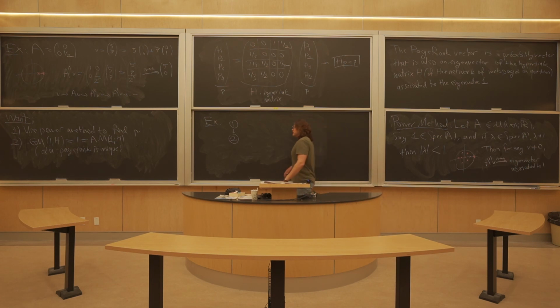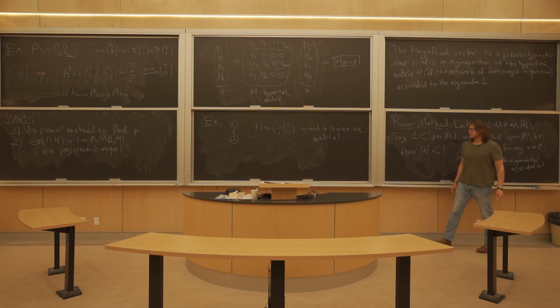But you see now, when I look at the hyperlink matrix, it's a 2 by 2 after all. So 1 goes to 2 with 100% probability, and everything else is 0. You see now, this is not a stochastic matrix. This column is a probability vector, but this is not. Okay, so that's an issue.